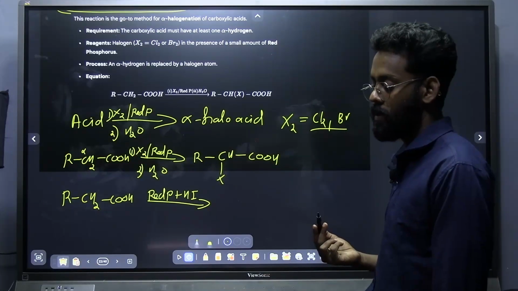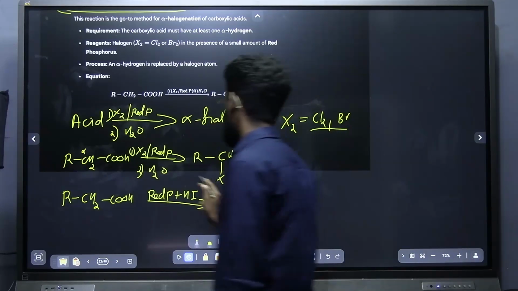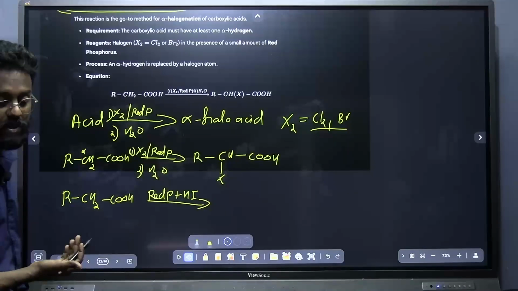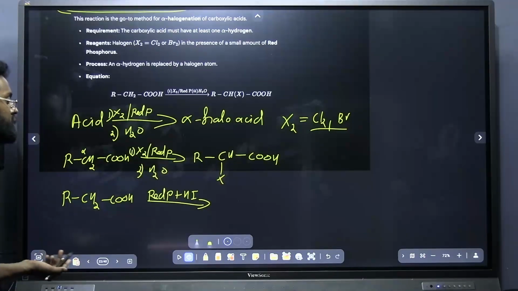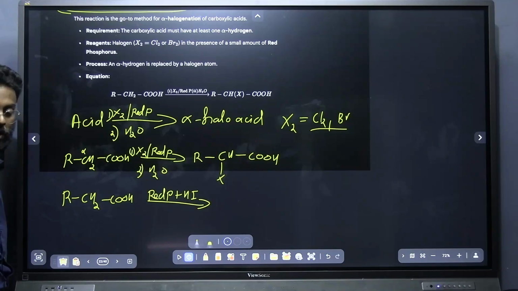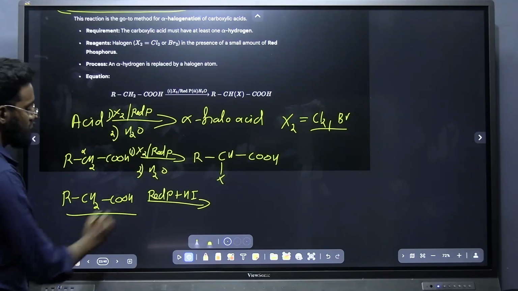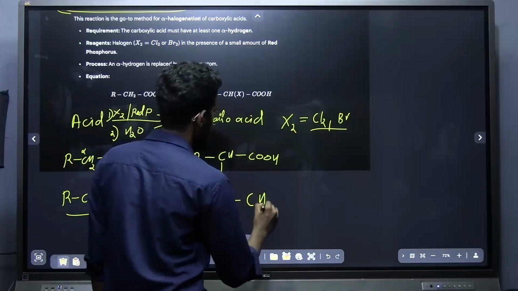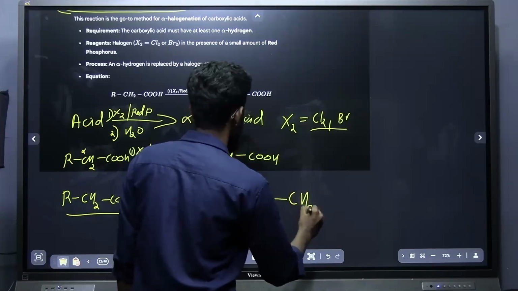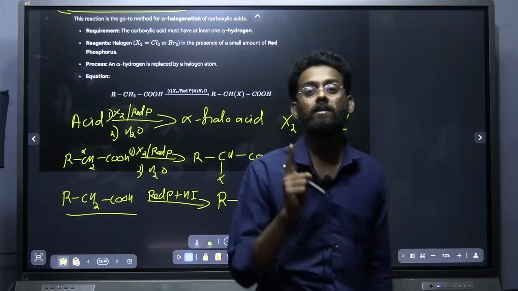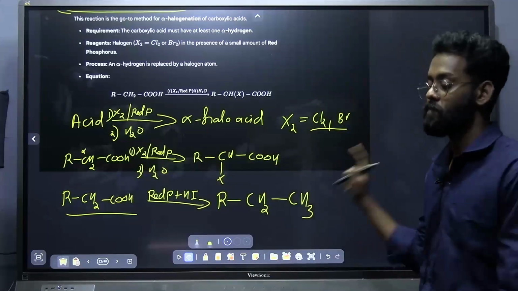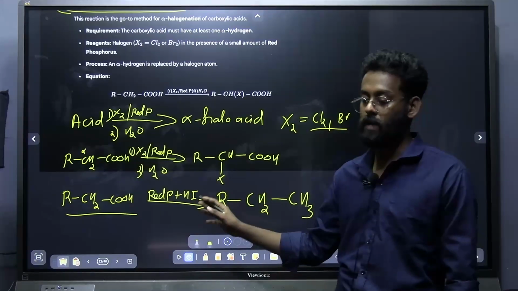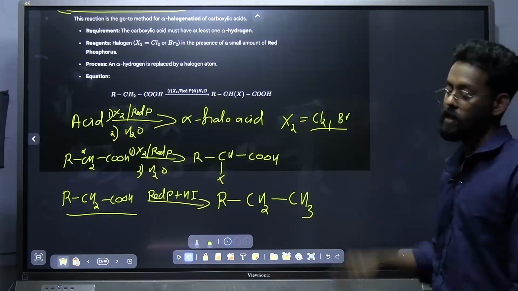Thank you. What is the product that is forming? Red phosphorus plus HI. HI is a powerful reducing agent. It will reduce any compound to its ground level. So it will be reducing this COOH to alkane. This is also a preparation reaction of alkane. In one of the mock tests we have discussed this particular question. That is red phosphorus plus HI will be converting acid to alkane.